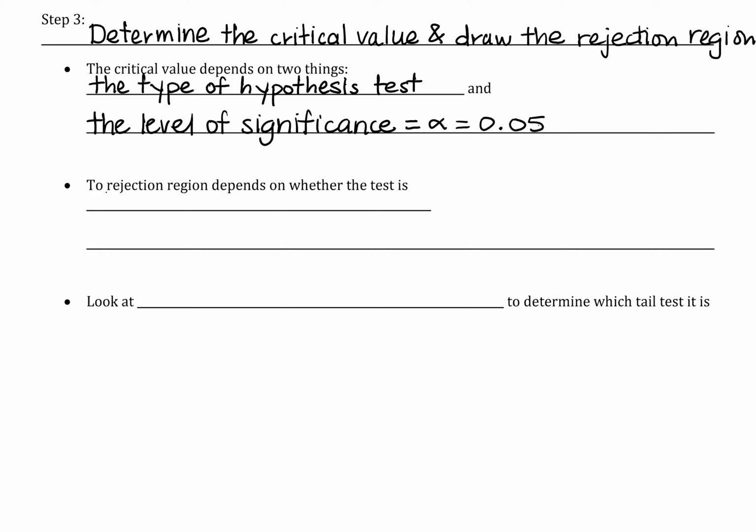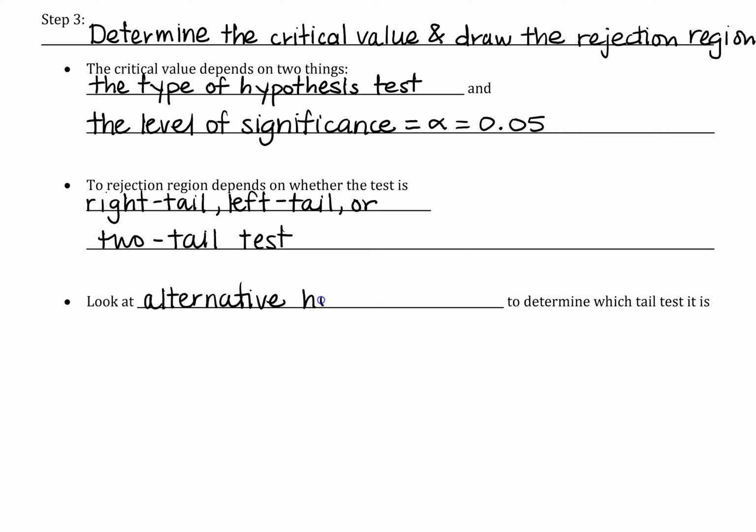The rejection region only depends on one thing. It depends on whether the test is a right tail, left tail, or a two-tail test. And to determine what type of tail test this is, you will look at the alternative hypothesis. So you look at HA to determine whether this is a right, left, or two-tail test.